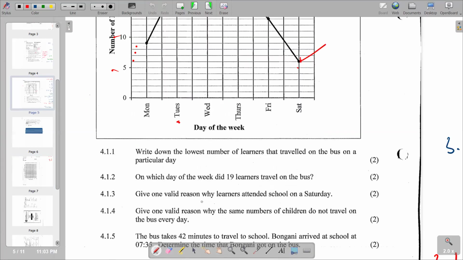4.3, give one valid reason why learners attend school from Monday to Friday. So on Saturday, what can be the reason? You see that there are many reasons that we can include there. We can talk about extra lessons. Obviously, when lessons are done on Saturday, they become extra lessons.